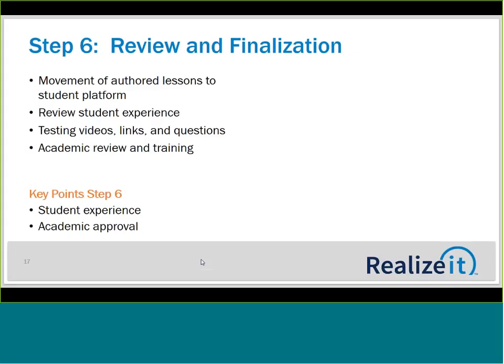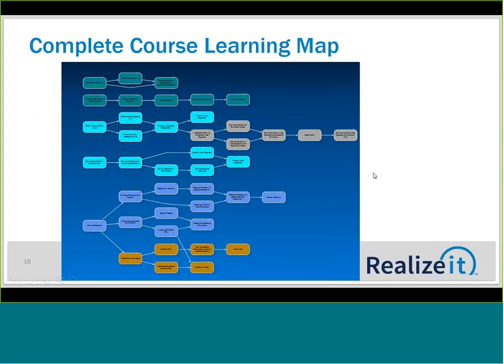If you work with 3 algebra teachers and there are 15 algebra teachers, you have to bring the other 12 on board with what's in this map, how it works, and how it flows. So the key points of Step 6 are the student experience and academic approval. So let's look at that map finished, okay?